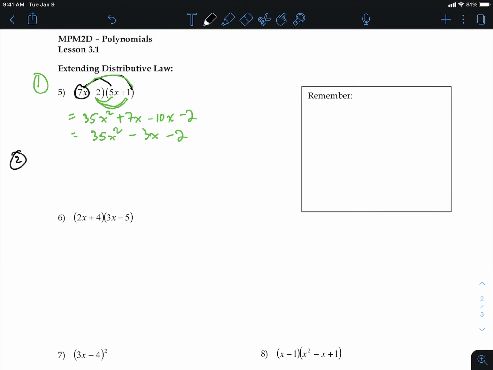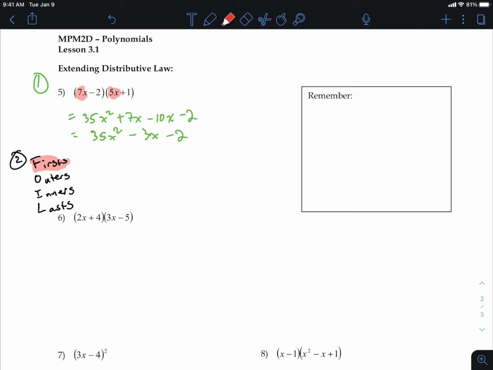It's an acronym that allows you guys to keep track and make sure that you've done each of the things. It's what we call FOIL. I'm going to erase the bars here. FOIL stands for firsts, outers, inners, lasts. So by that I mean, if you look at this, firsts means firsts.